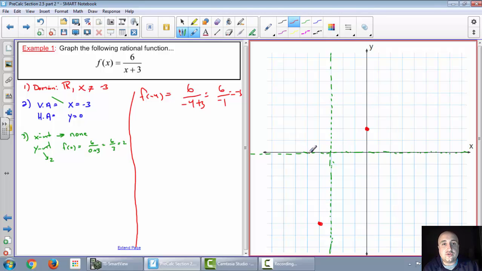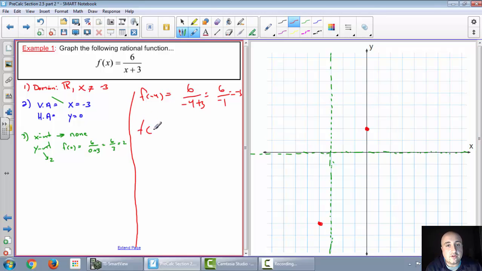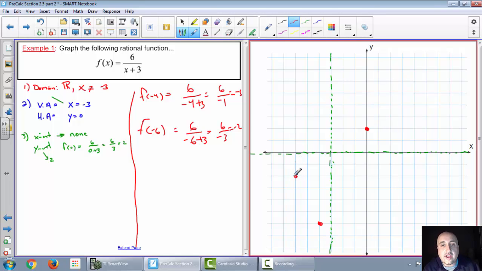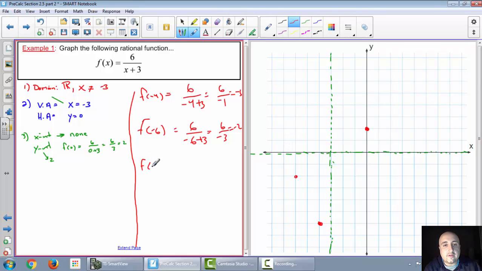Okay, actually, I think -6 will work better because we won't get a decimal. So let's try -6. 6 over -6 plus 3, that's 6 over -3, that's -2. So -6 is going to give me -2. Now -7 will give me an odd number, or decimal. So let's try -8. Let's test -8. 6 over -8 plus 3, that is 6 over -5. Actually, this is a decimal too. You actually get -1.2. So at -8, you get -1.2.